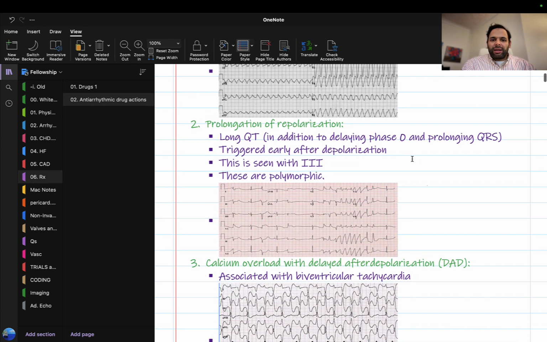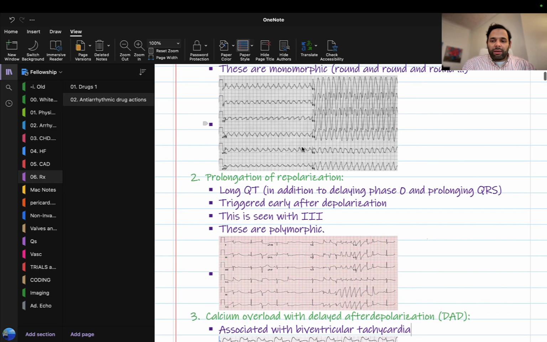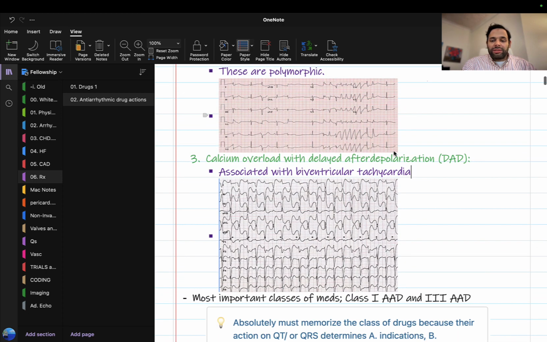So again, prolongation of repolarization will be a phenomenon that is related to prolongation of QT, whereas the calcium one will be a phenomenon due to increased calcium concentration in the cytosol.